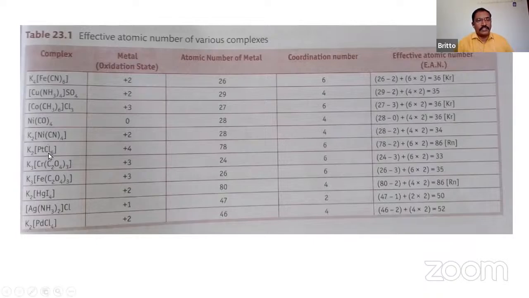hexachloroplatinate 4, platinum is in the 4 plus state. Atomic number 78. Now one more thing you must remember, students, try to memorize this: iron, cobalt, nickel. I told you iron, cobalt, nickel. Okay, iron, cobalt, nickel: iron 26, cobalt 27, nickel 28.